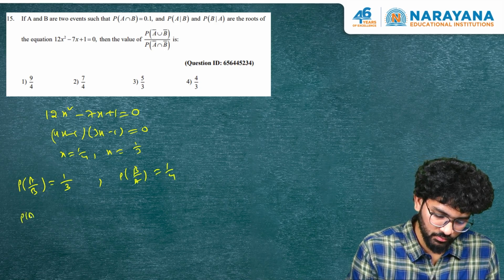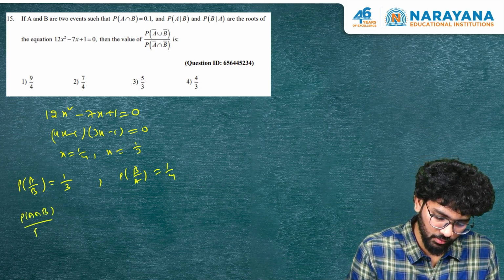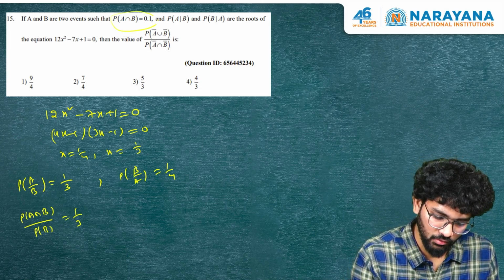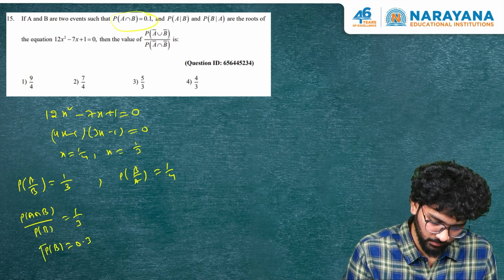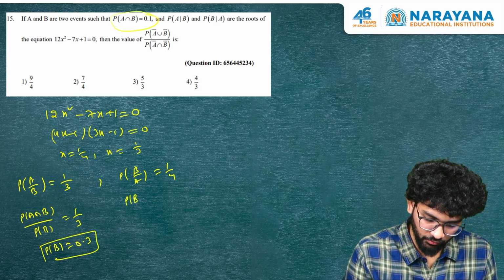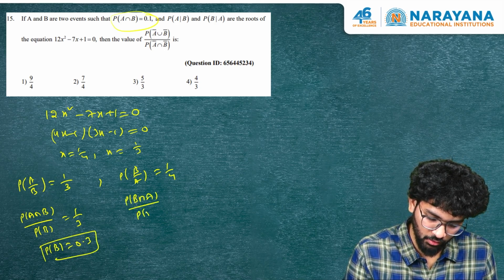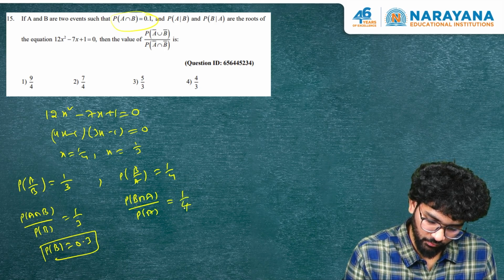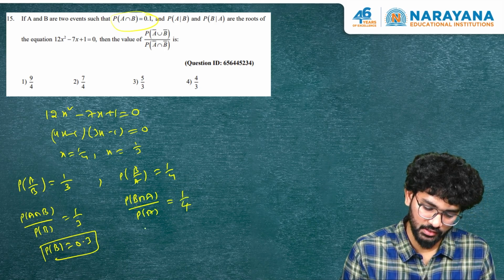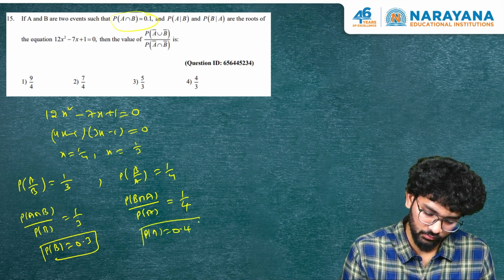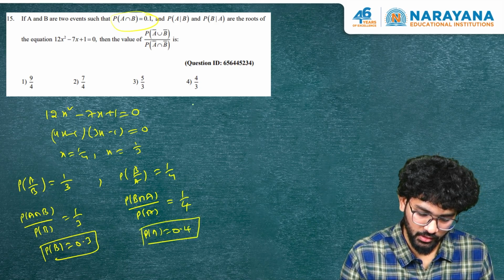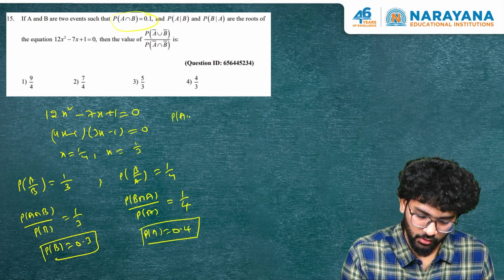P of A by B means P of A intersection B divided by P of B equal to 1 by 3. Now given P of A intersection B equal to 0.1. If I substitute, I am getting P of B equal to 0.3. So here this will be P of B intersection A divided by P of A is equal to 1 by 4. So if I substitute P of B intersection A, which is 0.1, I'll get P of A equal to 0.4.